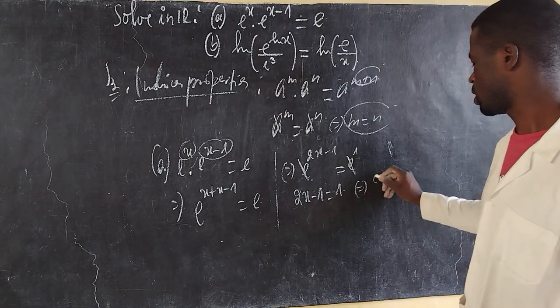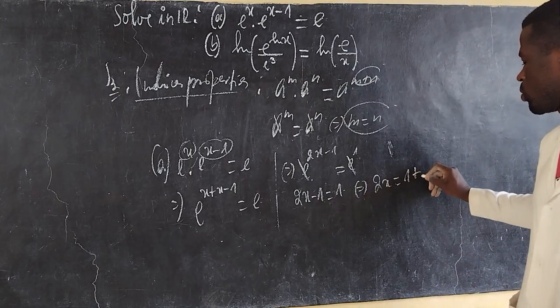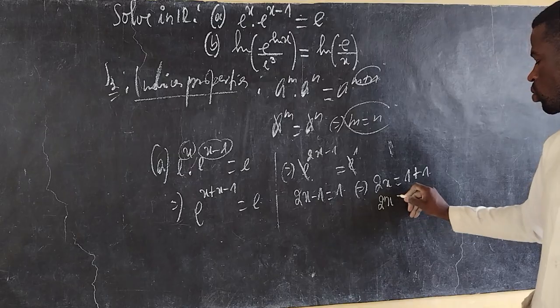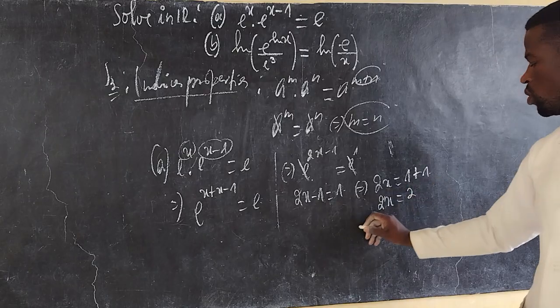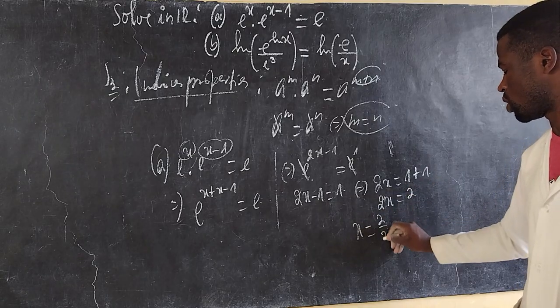This implies that 2x is equal to 1 plus 1. You get that 2x is equal to 2. And finally, you get x is equal to 2 over 2, which is equal to 1.